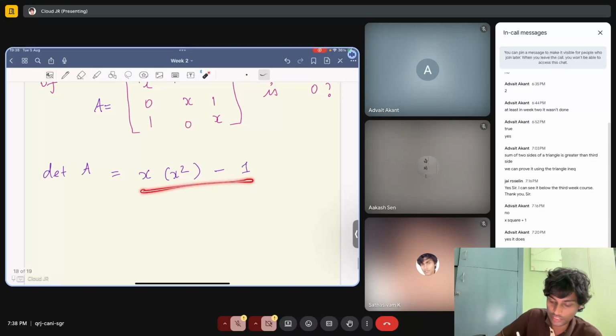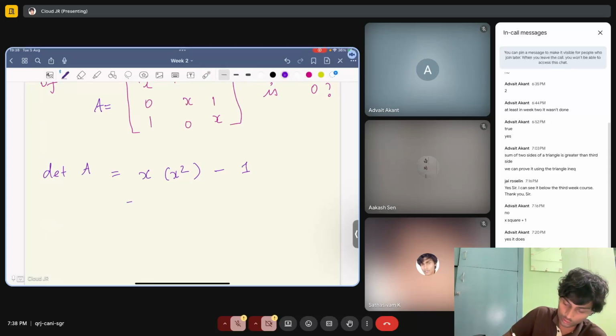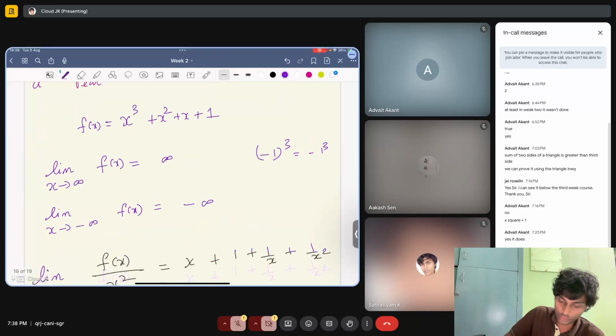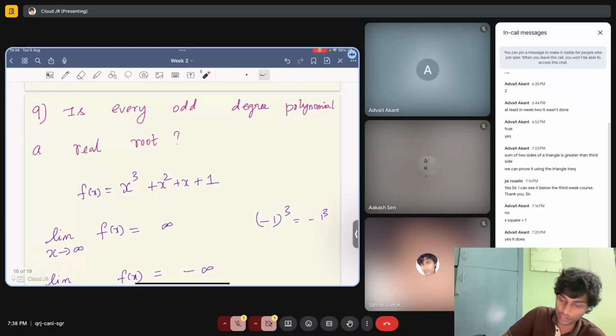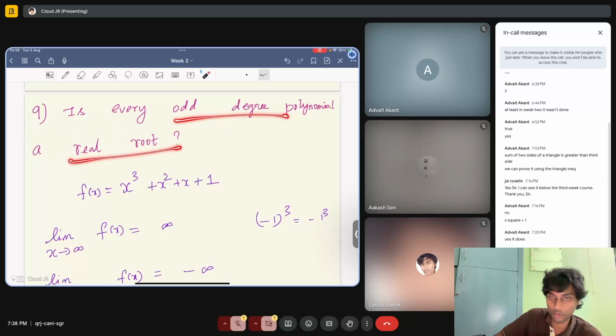But what is this third degree polynomial? It's an odd order polynomial, right? It's an odd degree polynomial. So this is equal to x cube minus 1. So we just proved that if you have an odd degree polynomial, then you will have a real root.